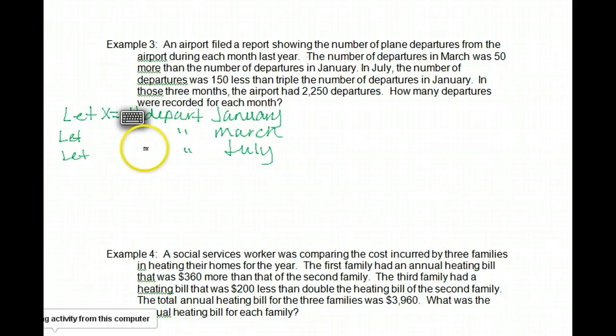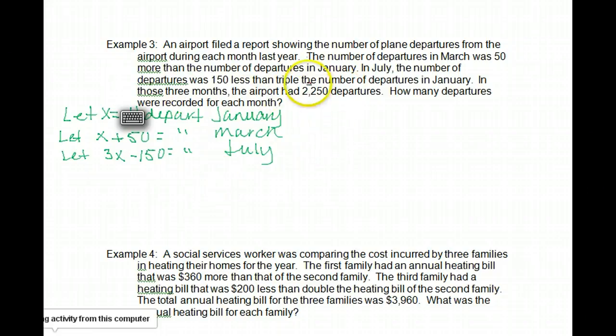So the problem told us that in March there were 50 more than January. More than indicates addition, so we would say X plus 50. And in July, there was 150 less than triple. So we're going to triple January, but then there was 150 less than, which indicates subtraction. So we have 3x minus 150.